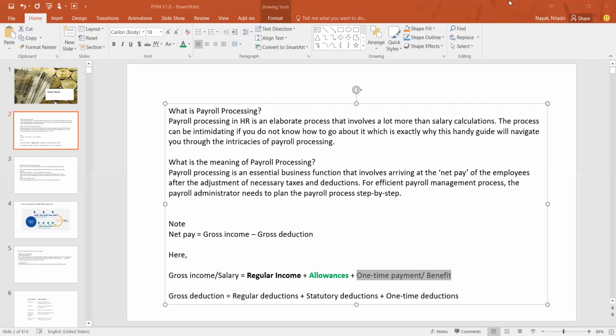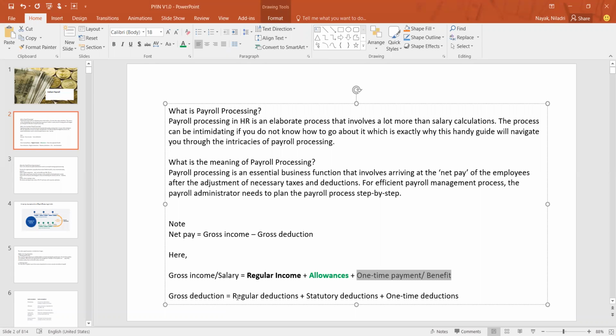So this is regarding the basic thing like gross income and salary. Similarly, we have something called gross deduction as well. So this is your income, then deduction. When I say deduction, there can be regular deductions, statutory deductions, or one-time deductions. So what can be regular deductions? Can you give any example? What can be a regular deduction?